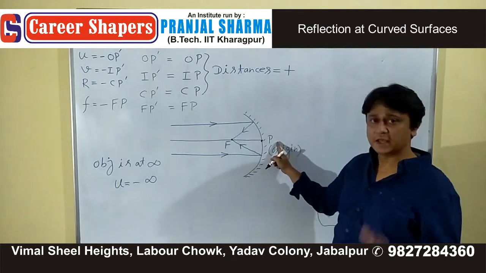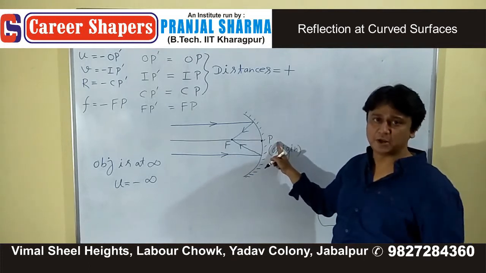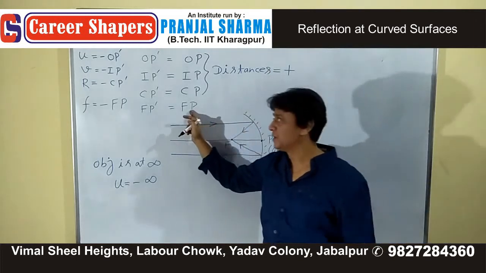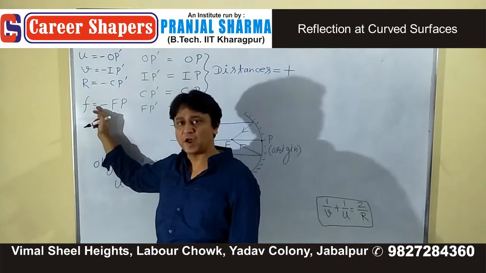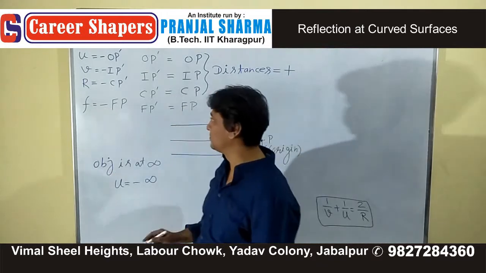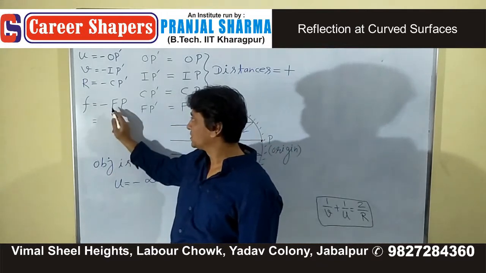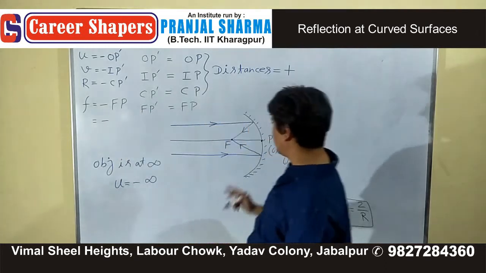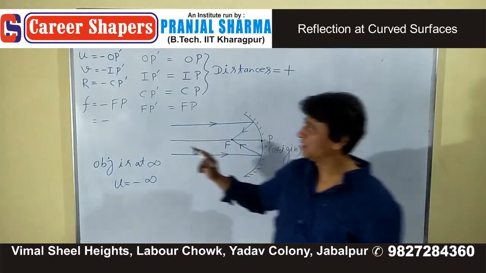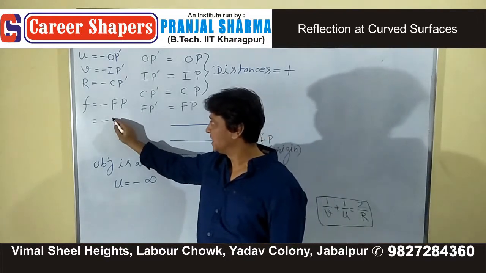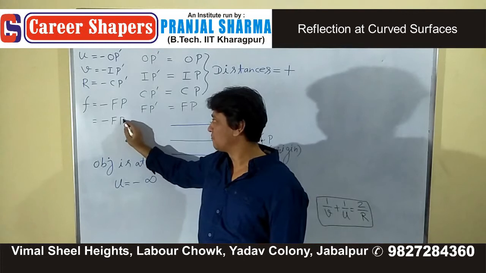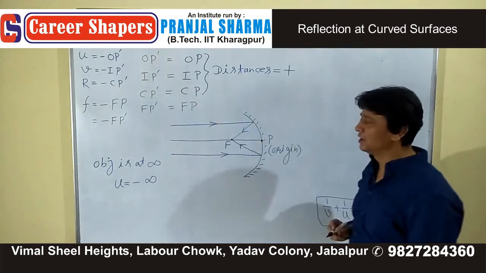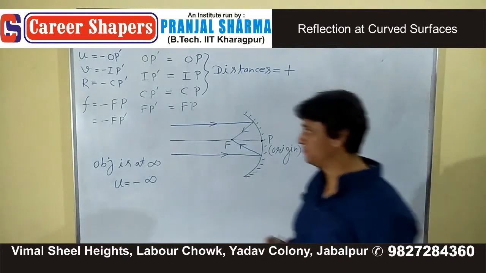FP, if it is 5 centimeters, then FP is plus 5, but F is not plus 5. F is what? Minus of 5. So this is minus of FP. FP is basically, if you wish, you can write FP dash so that things are symmetrical. So your F is coming minus of FP dash.